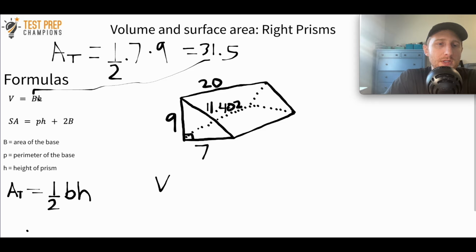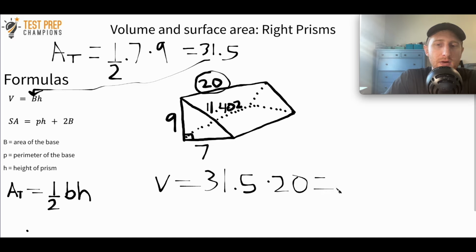So I'm going to plug this into my formula here for volume. So I have volume equals 31.5 times the height of the prism. Now the height of the prism is this 20 right here. So that's going to be times 20. So 31.5 times 20 is 630. So the volume of the right prism here is 630.